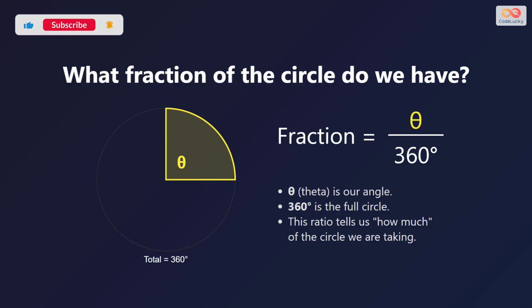Now, we need to figure out what fraction of the circle we are dealing with. A full circle is 360 degrees. If we have an angle theta, the fraction of the circle is simply theta divided by 360.